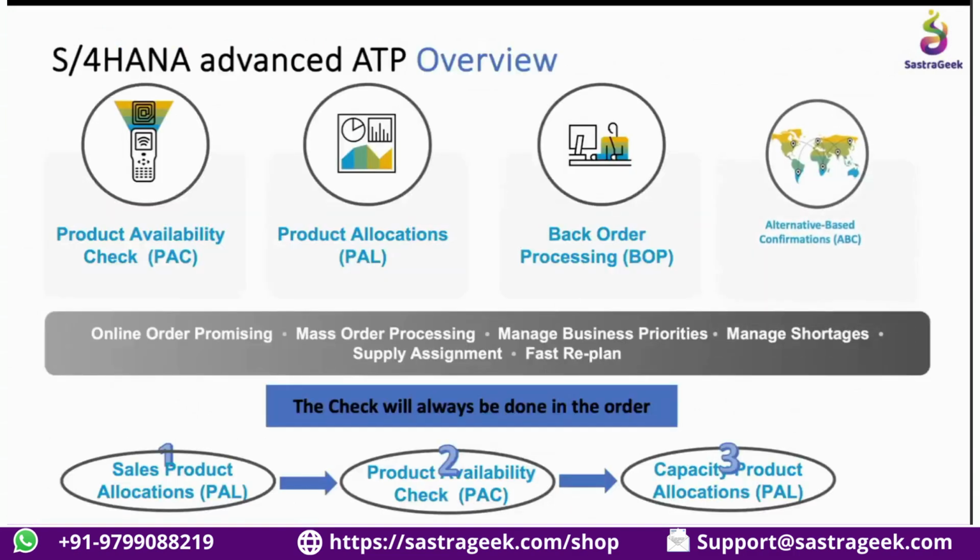So now let us see what are the major functionalities which you have under aATP. Right. The first one is the PAC, product availability check. Next one is product allocations, and we have back order processing. We have alternative based confirmation. We have business process scheduling. We have supply based confirmation. These are all the functionalities which we get as a part of the S4HANA aATP solution. So now let us understand them one by one: how each is going to work, and how it is going to help in your organization.